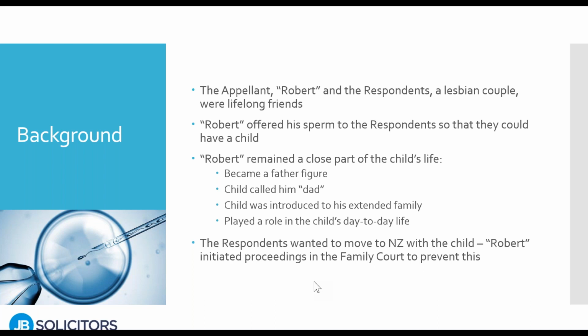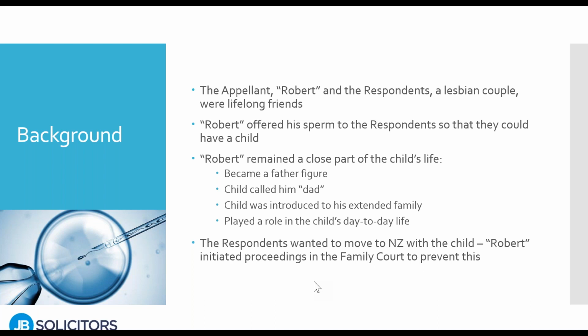So Robert remained a close part of the child's life when the child was born, introduced her to his extended family and played a daily role in her day-to-day life. He was also listed as the parent on the child's birth certificate and was also referred to as Daddy by the child. Robert then discovered that the respondents were considering relocating to New Zealand. He then decided to initiate proceedings in the family court to prevent the respondents from this relocation.